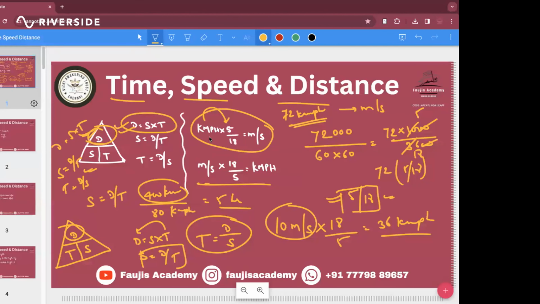And to change kilometer per hour into meter per second, let's say to change 72 kilometer per hour into meter per second, what we do? We multiply it by 5 by 18. And to change meter per second into kilometer per hour, we multiply it by 18 by 5. It's a formula.